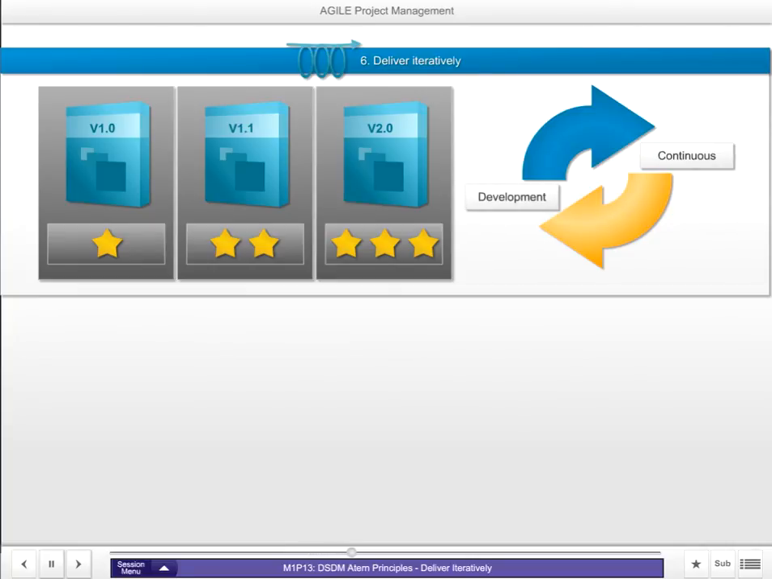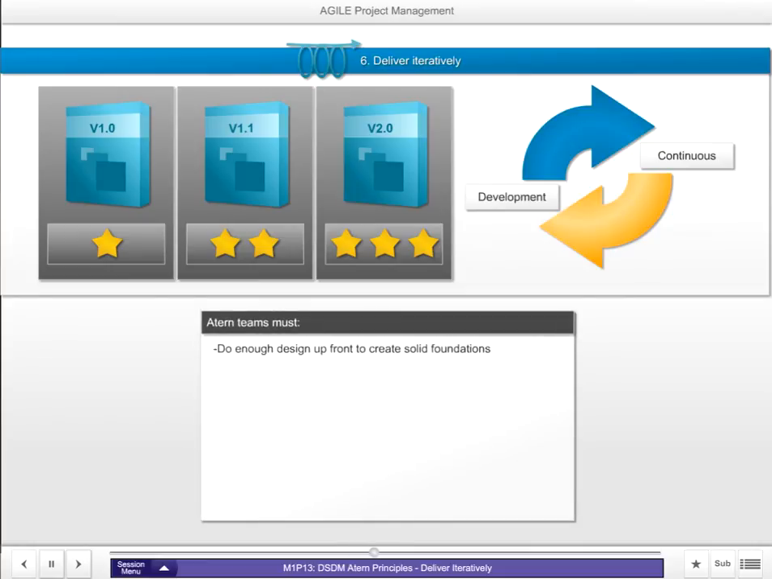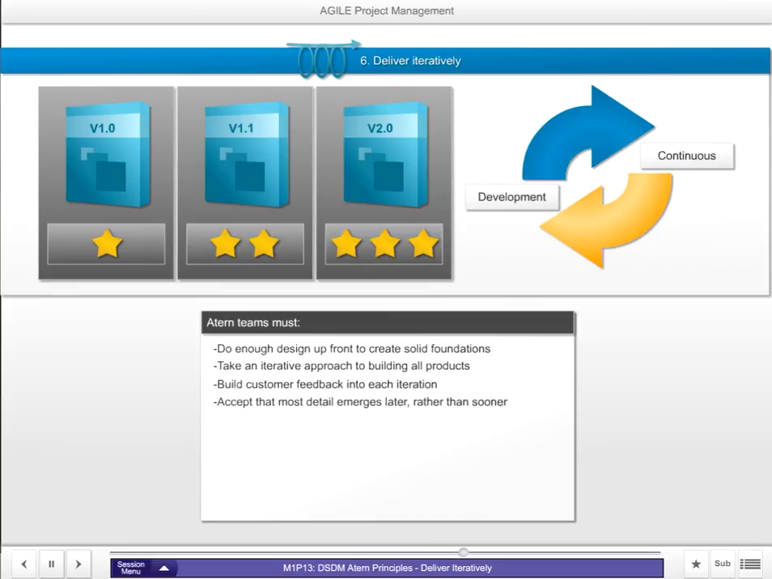This principle requires teams to do enough design up front to build strong foundations, take an iterative approach to building products, build customer feedback into each iteration, accept that fine detail will emerge later rather than sooner, embrace change as a necessary part of arriving at the right solution, and to be creative, learn and evolve. Iteration and constant review are ATERN's way of ensuring that the most appropriate solution is arrived at. The only things that cannot change on an ATERN project are time and cost.